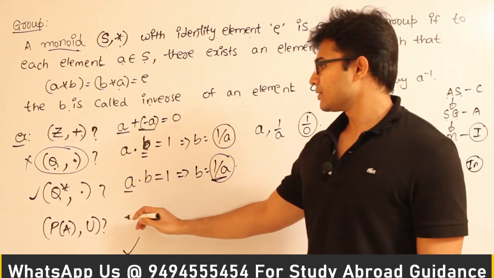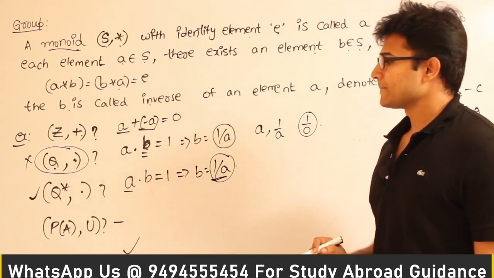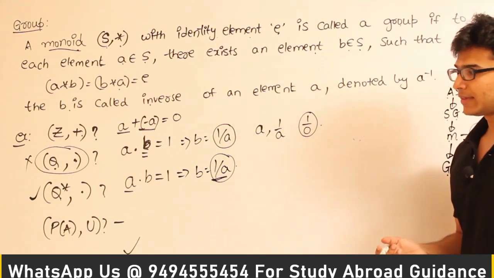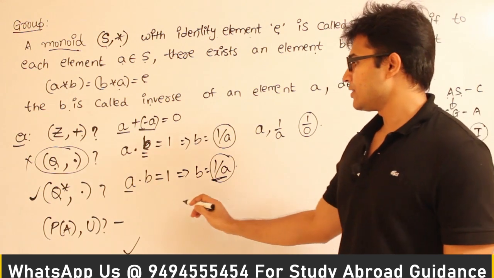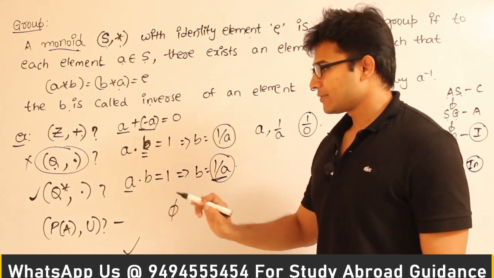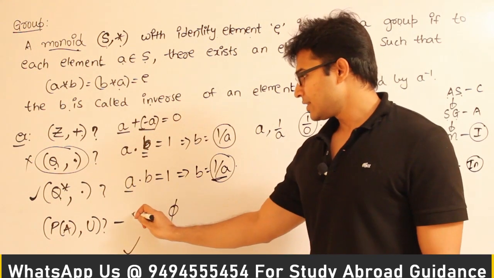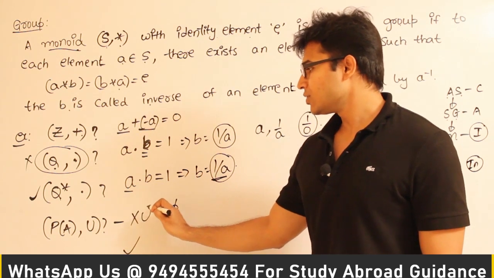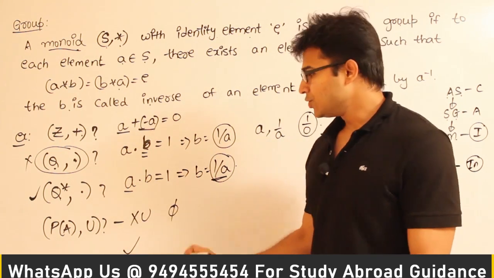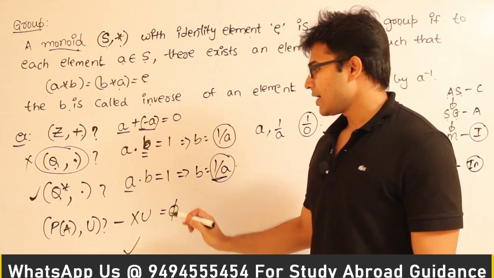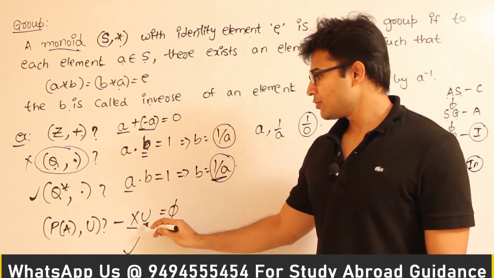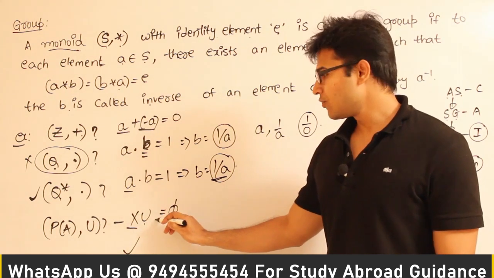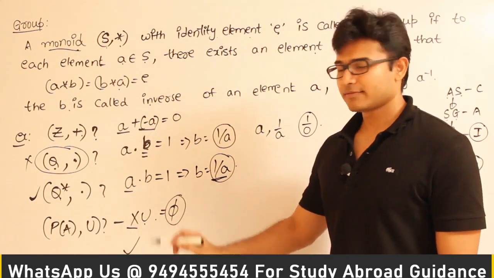Now let's see the next one, this one, power set of A and union. So what is the identity element here? Identity element here is phi. Now if you have a set X, what should you apply union with so that you get phi? If you already have a set and you are trying to apply union, there is no way you can ever get phi, isn't it?